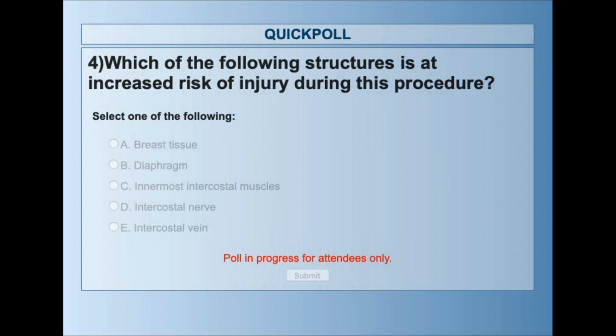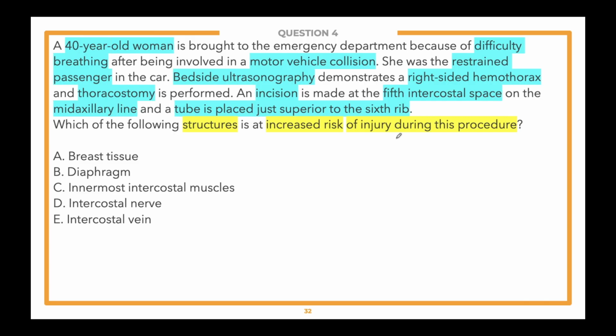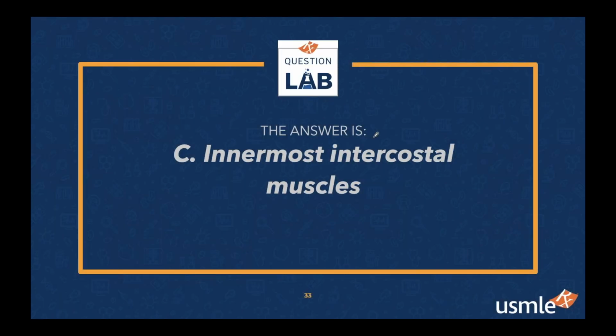All right, let's take a look and see what all of you selected. Looks like 61% of you selected intercostal nerve. In distant second place with 13% was diaphragm. So let's take a look and see what the correct answer is. And the correct answer is actually C, innermost intercostal muscles. 10% of you got it right. So definitely a challenging question, one of our most challenging questions we've done so far in QLab. Let me hand it off to Boris.